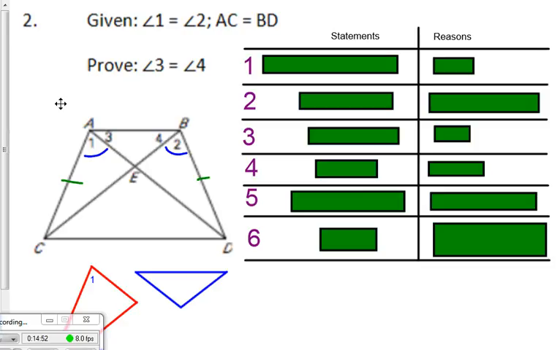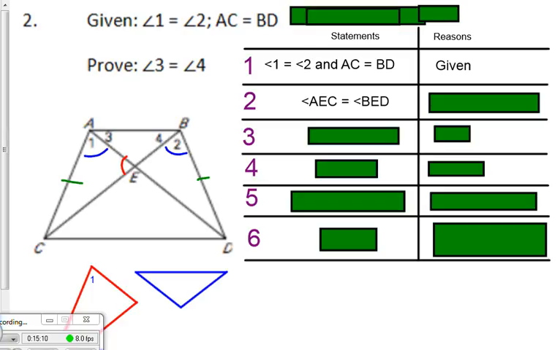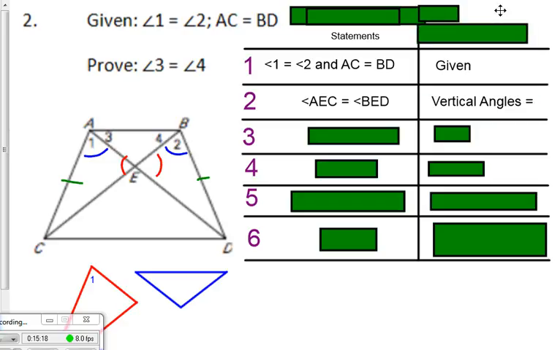Okay, so statement 1, we always start off with a given statement. And the reason we know that all of that information is true is that it was given. They told us that. So we know for sure that that information is all true. My second statement then is that AEC, so this angle, is equal to BED, this angle. How do we know for sure that those angles are exactly the same? Well, they are vertical angles, and all vertical angles have to be equal to each other. So this has to equal that. Okay, now at this point, I can look at my triangles.